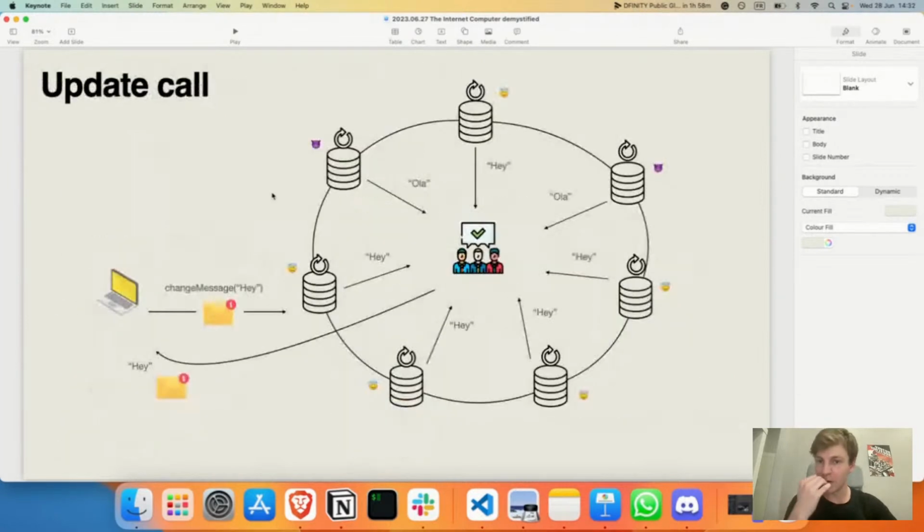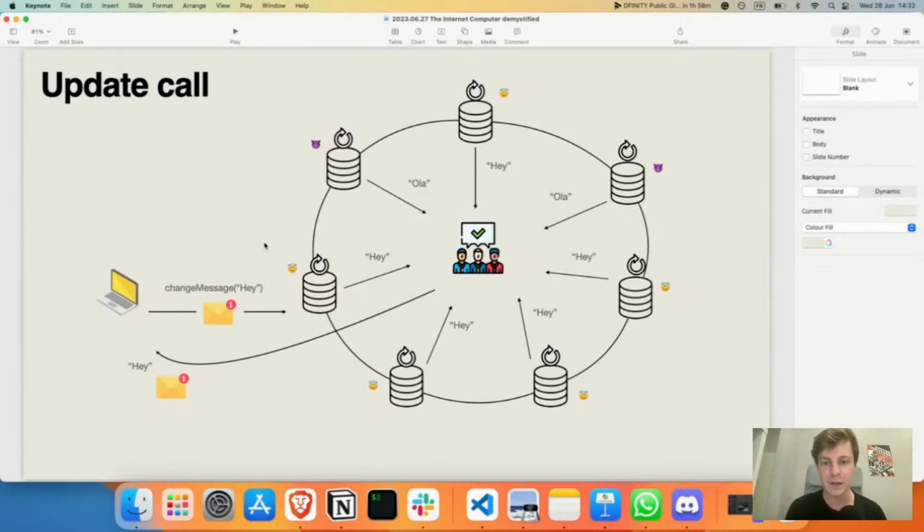Okay, so also when we talk about canisters, it's important to think about how you interact with them. And there are two ways to interact with a canister. The first one would be the update call. Essentially, it's whenever you want to change the state of the canister.